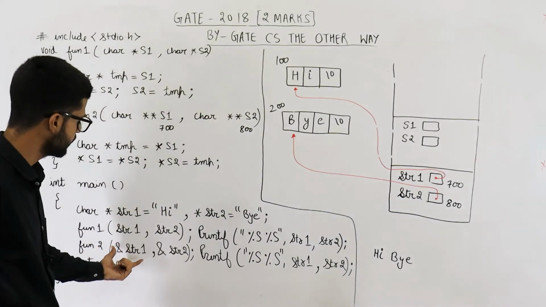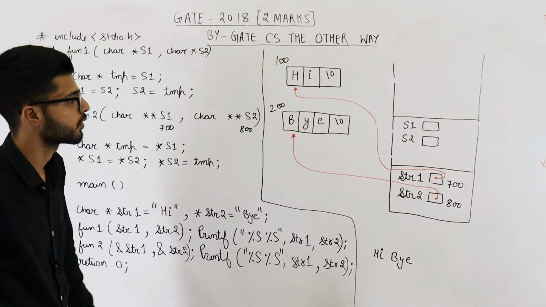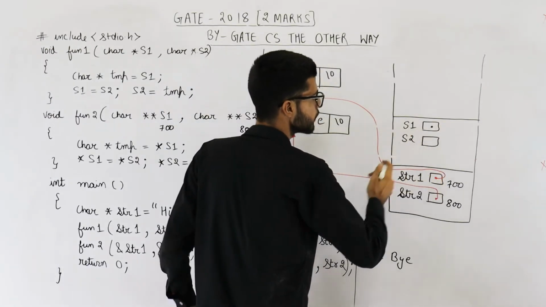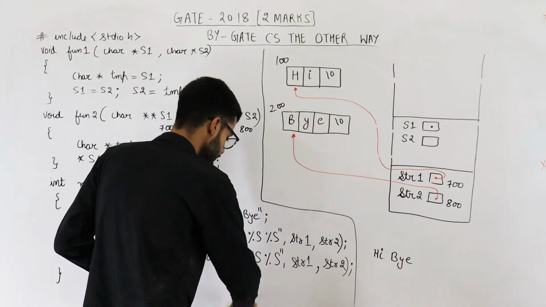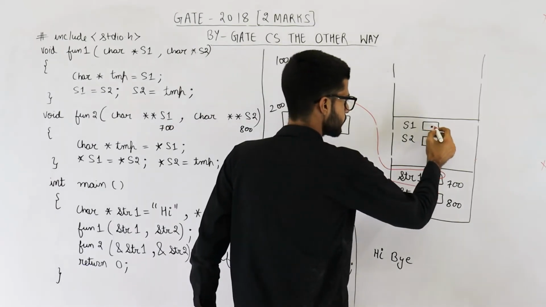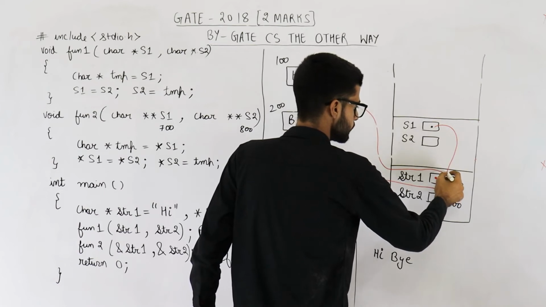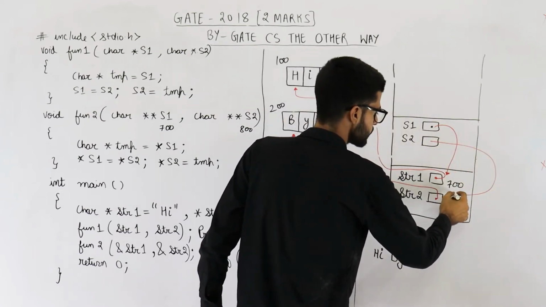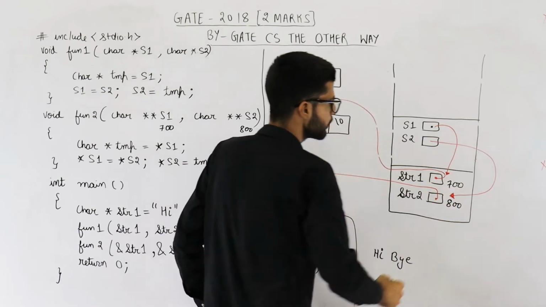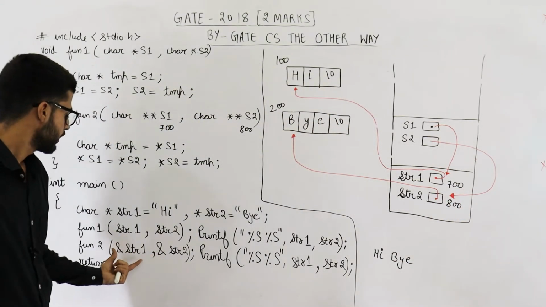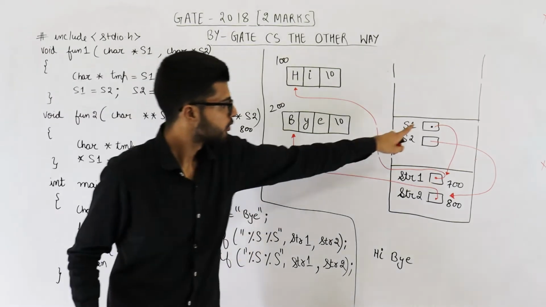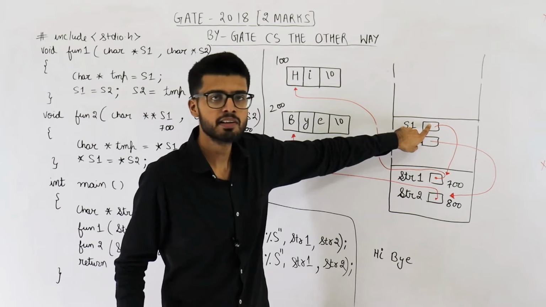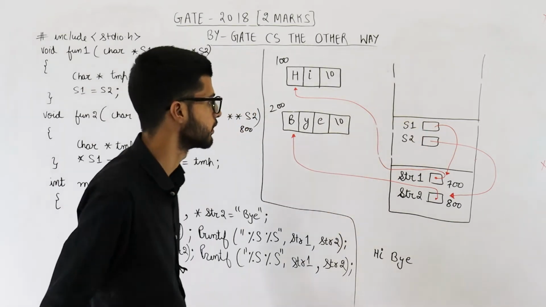Here we are passing the address of str1. So this s1 will point here, like this. s2 will point here like this. Because here you have passed 700, s1 will get this address 700. So inside this box, 700 is saved. Okay, I think you are getting it.